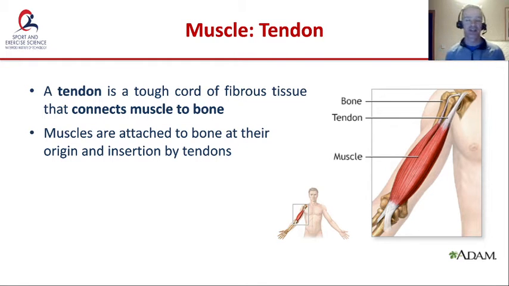Where the origin and the insertion of the muscle attach onto the bone, we've got a specialized type of connective tissue called a tendon. A tendon is a tough cord of fibrous tissue that connects muscle to bone. Muscles are attached to the bone, to their origin and insertion, by the tendons. Again, we'll see that as we take a deeper dive into our anatomy. So the origin and the insertion of a muscle are where the tendons attach that muscle to the bone.